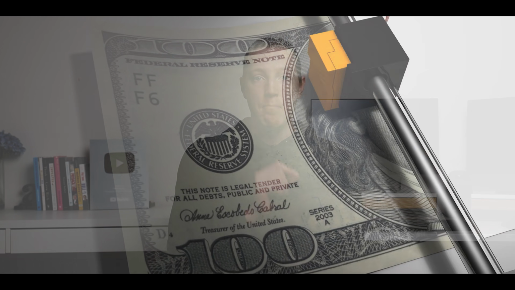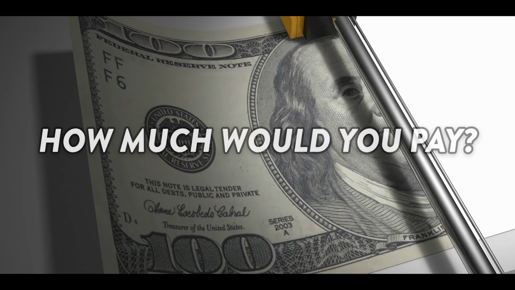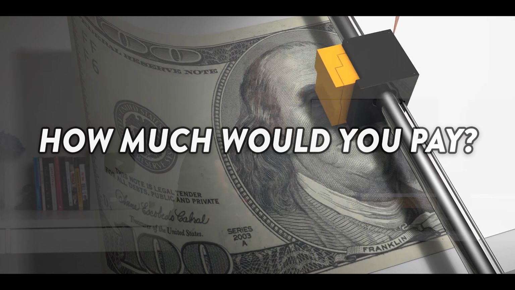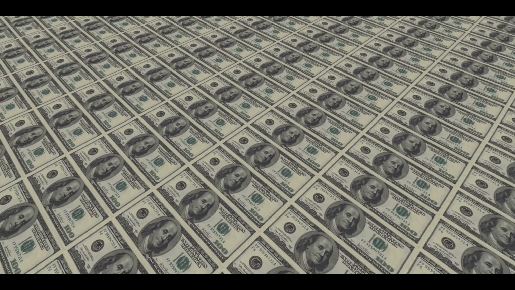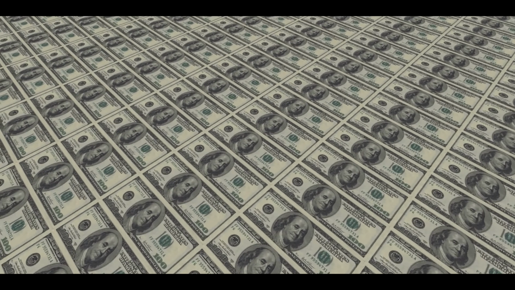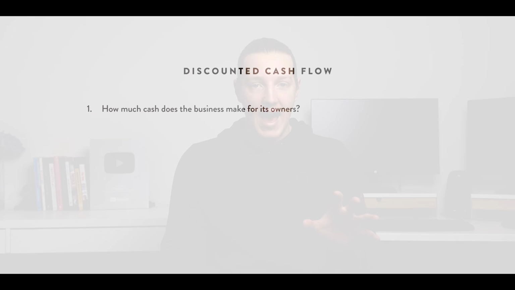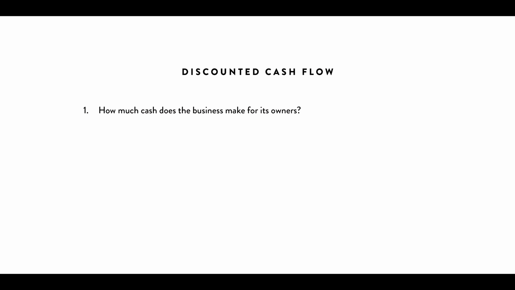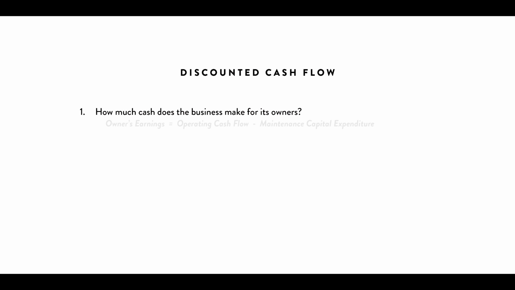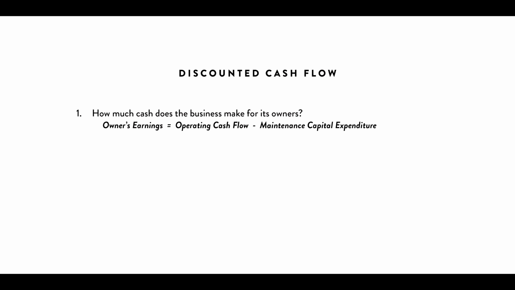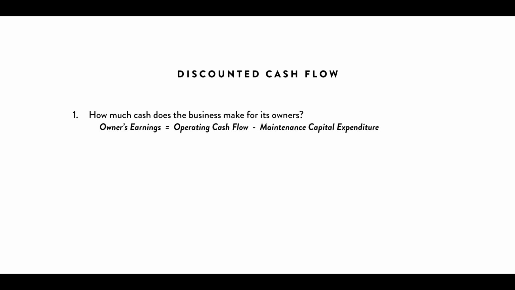Now think about this. If you had the opportunity to buy a money printing machine, how much would you pay for it? Exactly. It depends on how much money the machine can print for you. I'll pay a lot more for a machine that can print $1 million per year than a machine that can print $1,000 per year. So that's what we do with our discounted cash flow analysis. We look at how much cash the business makes for its owners in a year. That's called the owner's earnings. It's the operating cash flow minus the maintenance capital expenditure.